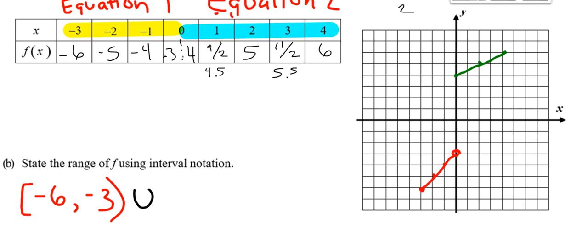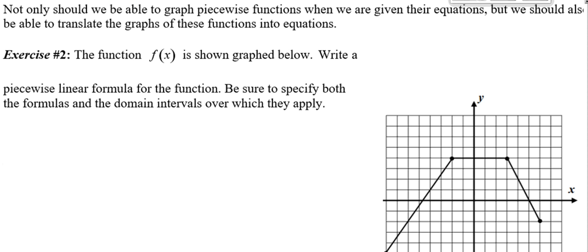Union, now let's talk about the green graph. So remember, all of our graphs are closed, so that means we have a bracket and another bracket. So our lowest value is 1, 2, 3, 4, so a +4, up to +6. So this is the range for both of the graphs. One's in red, one is in green.